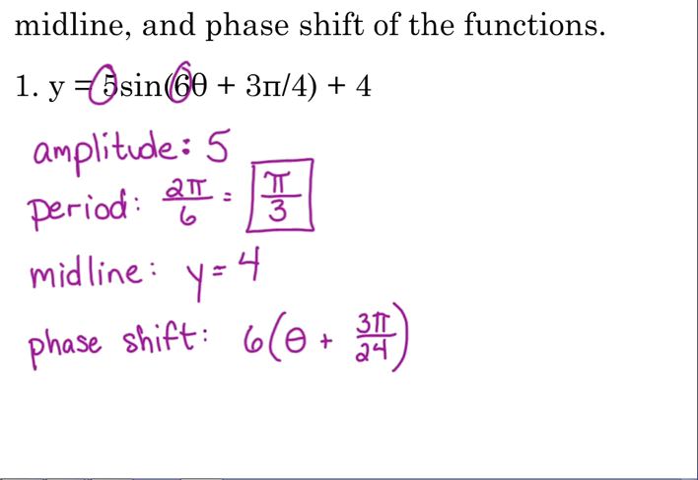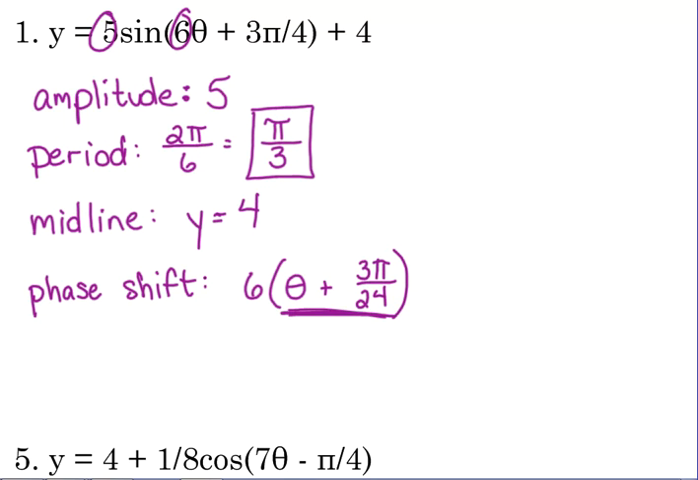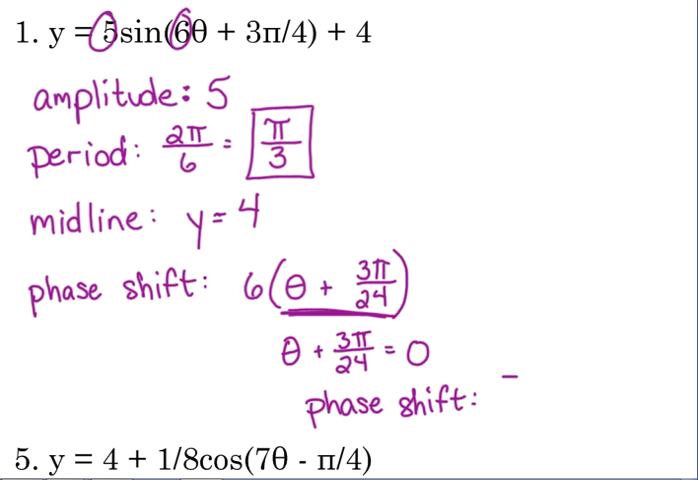Check it, multiply it back out. 6 times theta, 6 theta. 6 times 3 pi over 24, 6 over 24 leaves you a 4 in the bottom. 3 pi over 4. Okay, so our phase shift, we take this part of it and we set it equal to 0 and we solve for theta. Okay, so our actual phase shift is negative 3 pi over 24.